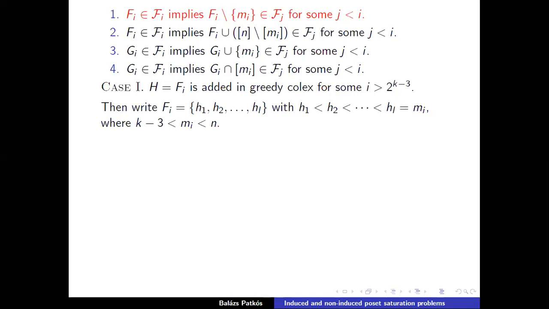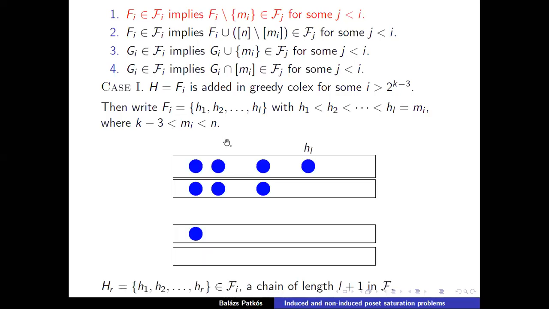So if we have a pair coming later and we consider its F version, then its largest element is strictly larger than k minus 3, and it is strictly smaller than n because it's an F set, so it doesn't contain n. Okay, then what do we do? Then we apply statement number 1 of the lemma. We apply it multiple times, actually L times. So we first remove the largest element, then we remove the second largest element, and so on. And based on the statement of the lemma, they are all in our family. So that means we obtained a chain of length L plus 1 already.